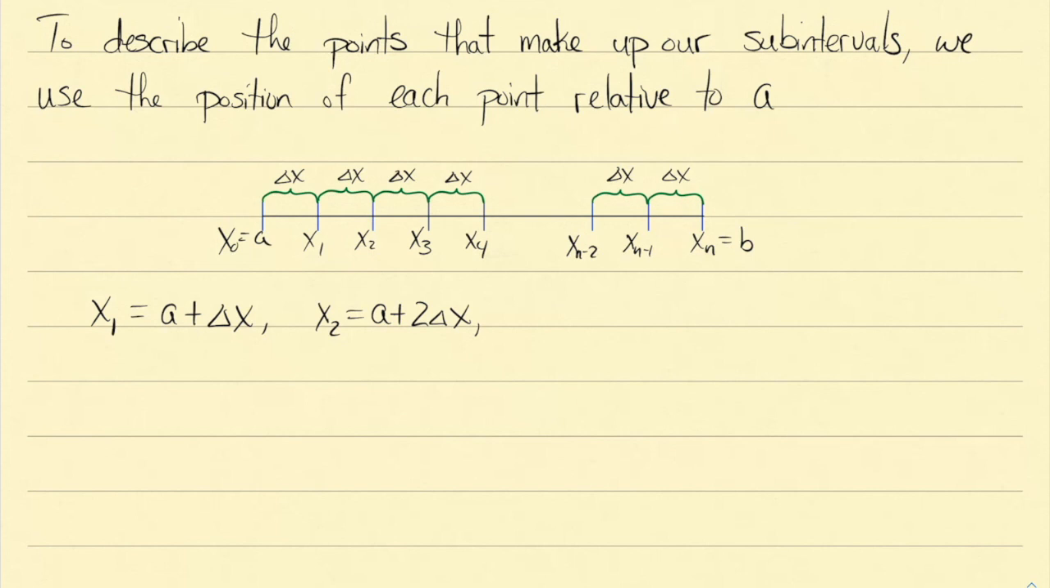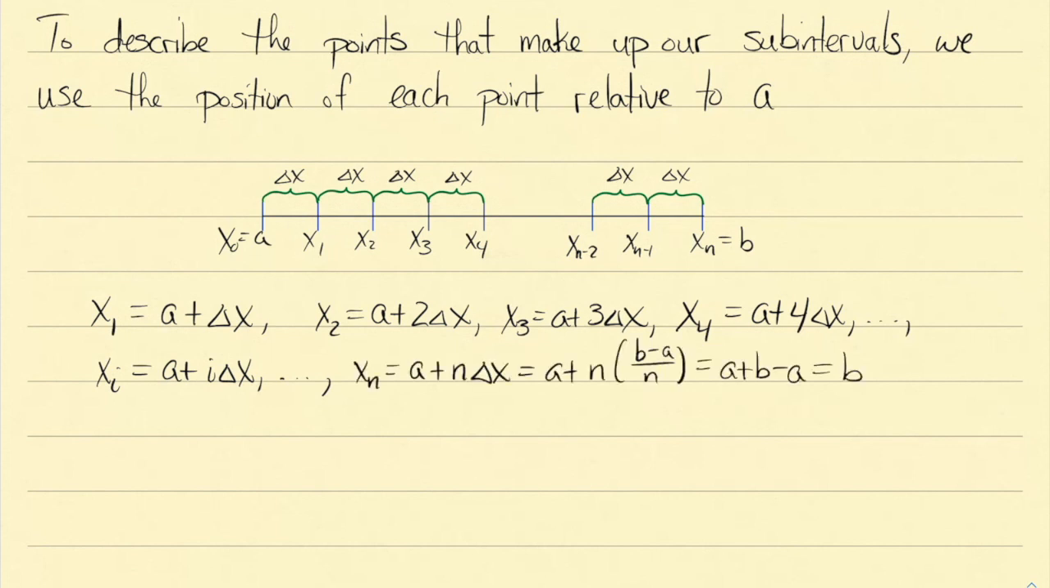Similarly, x3 will be 3 delta x's away from A. x4 will be 4 delta x's away from A. And so in general, if we want to describe the point xi, then that point is i delta x's away from A. And we keep going until we get to xn. And we note here that xn is supposed to be b. So to make sure that our system actually works, we're going to check to see that we really do get b for xn. And so we can see that we end up at b as we wanted.